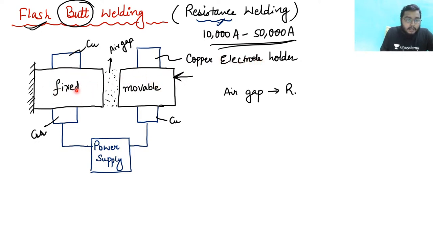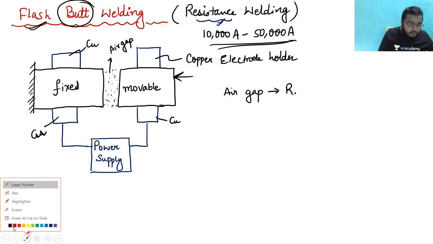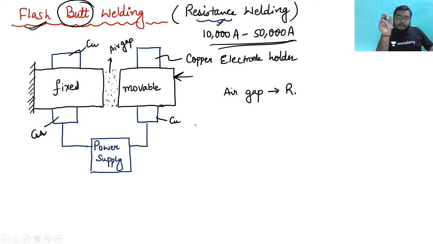When the two workpieces are there, this is the workpiece. Suppose I am bringing this movable object in this direction, so whenever you keep it close, suppose the distance is like this, so when the distance between these two objects is very close, at that point I am supplying a very high current.